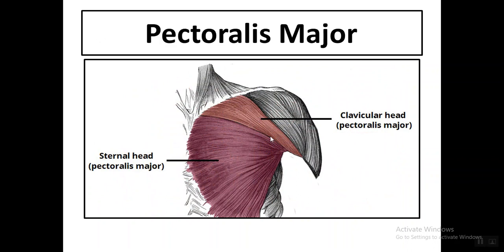This is the pectoralis major. As we said, it is fan shaped, شكلها مثل المروحة. And it has two heads. We can divide it into two heads. One that is called the sternal head, and another one that is called the clavicular head.